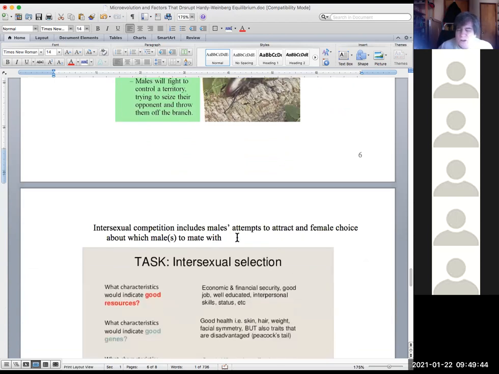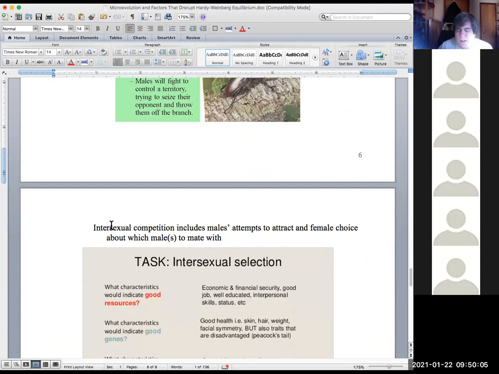Now, intersexual competition, keep in mind, intra means within. So intrasexual competition is mostly within males. And since males make a lot of sperm and females don't make too many eggs, it's usually males fighting for the chance to mate with females.